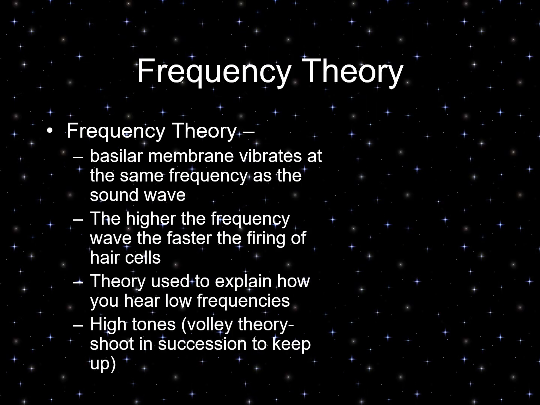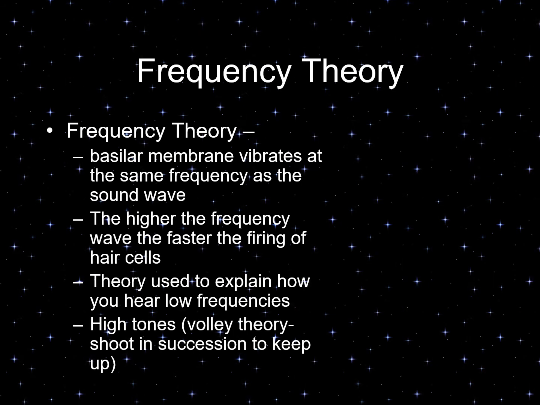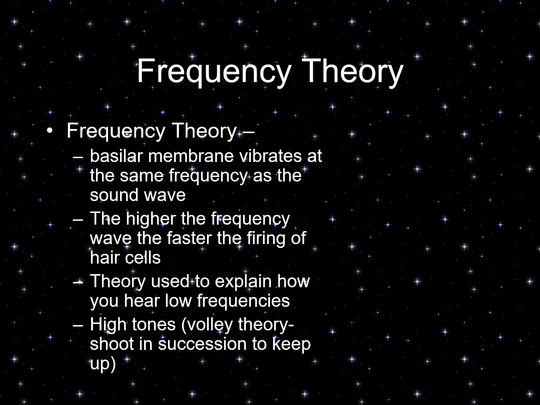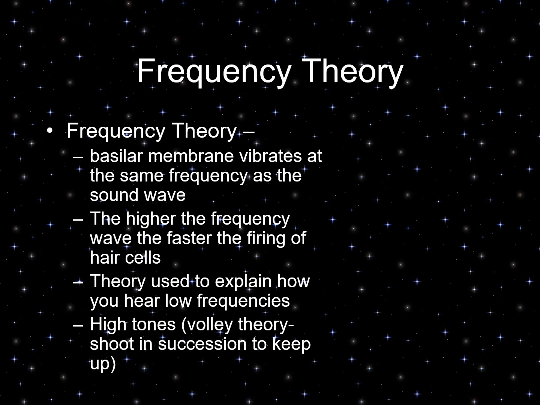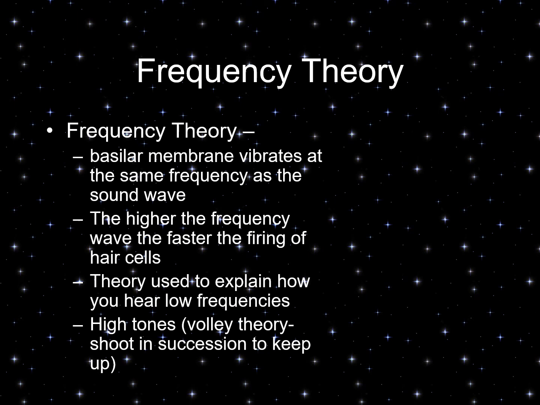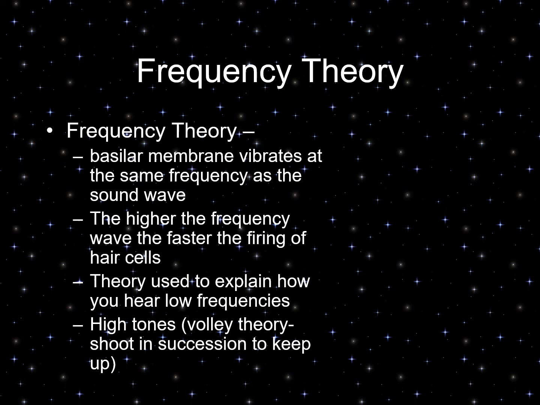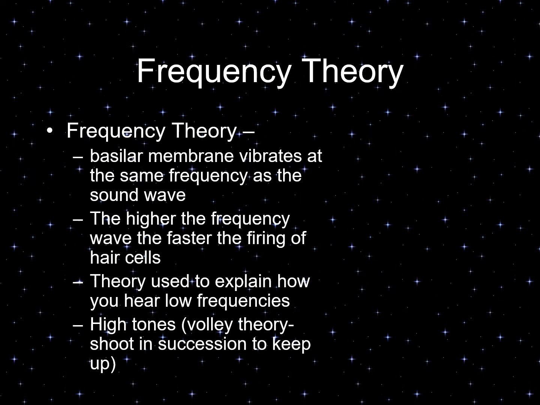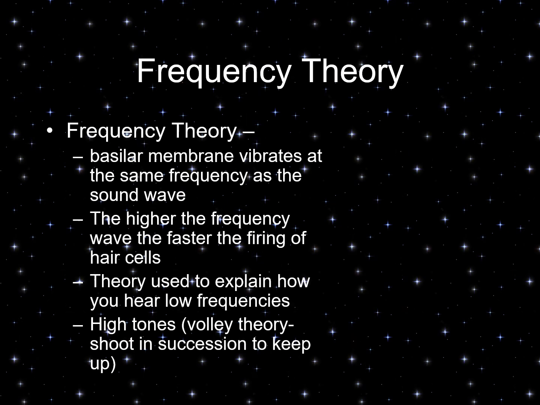The other theory is the frequency theory. So the frequency theory says the basilar membrane vibrates at the same frequency as the sound wave. So the higher the frequency wave, the faster the firing of the hair cells. This theory is used to explain how you hear low frequencies. So high tones, the Volley theory, shoot in succession to keep up. So pretty much you got those hair cells, right, that wave, that send a pitch to your brain. Well, the frequency theory says if it's a high frequency, then it's going to wave really fast. And if it's a low frequency, then those hair cells wave slower. And obviously anywhere in between.